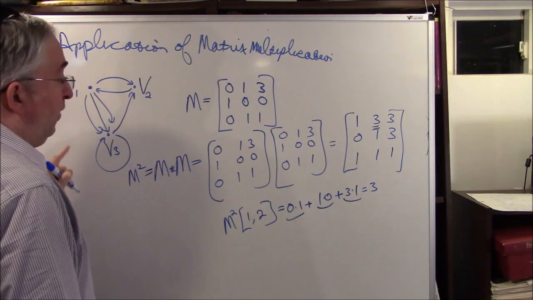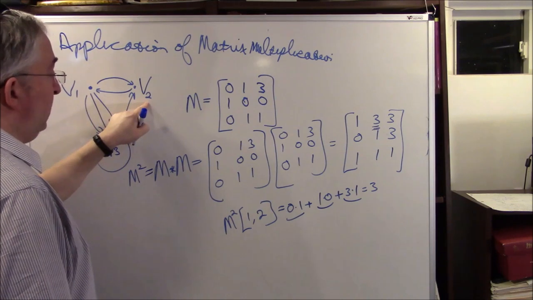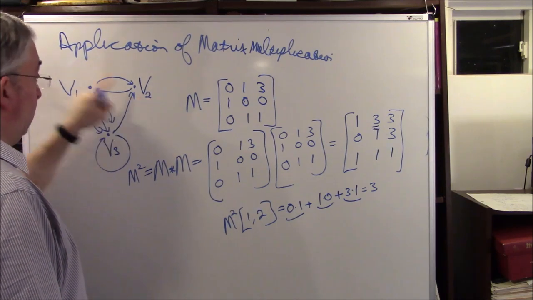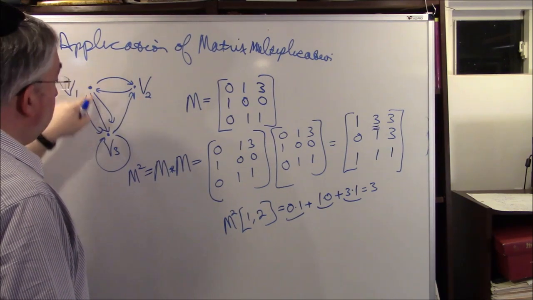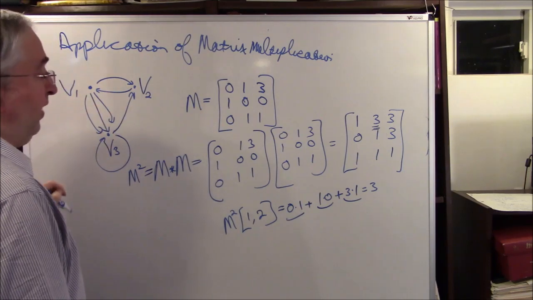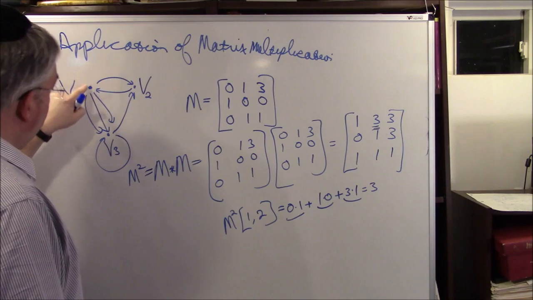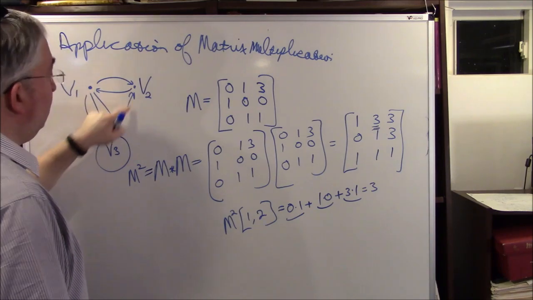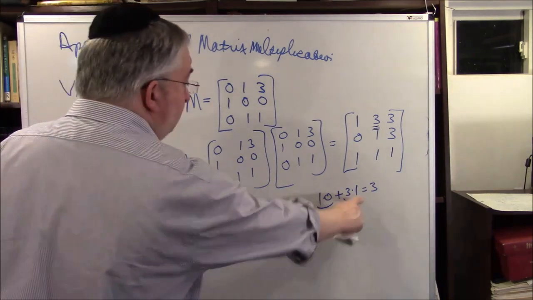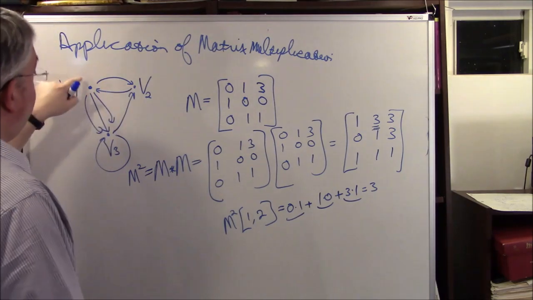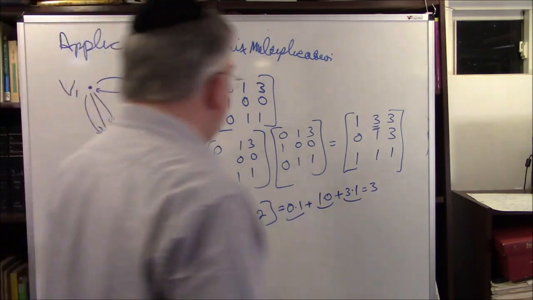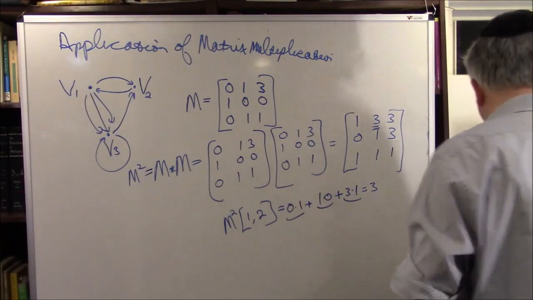The only way I can go to vertex 2 is like this. Go here and then go up. Now, how many different paths are there of going here and then going up? The answer is there are 3 ways of going down here and then 1 way of going down here. So it's 3 times 1. So there are 3 paths from here to here of length 2. So basically you add them together.